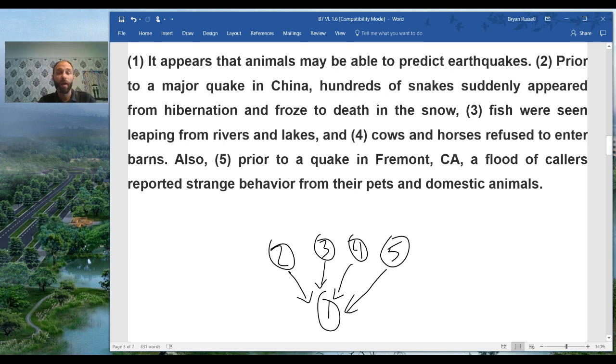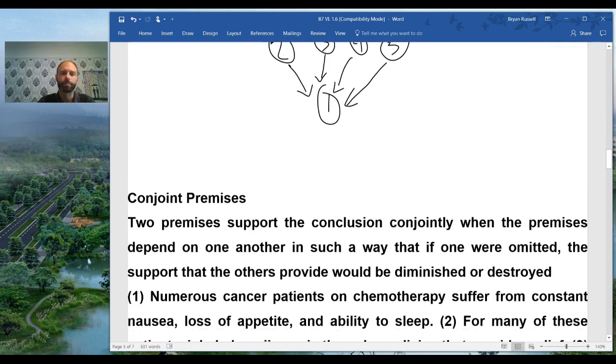So if we took away that number 5 about the Fremont quake, we would still have 2, 3, and 4 about how animals acted before the major quake in China, that would support our conclusion that it appears animals may be able to predict earthquakes. All right, so that's the horizontal pattern.